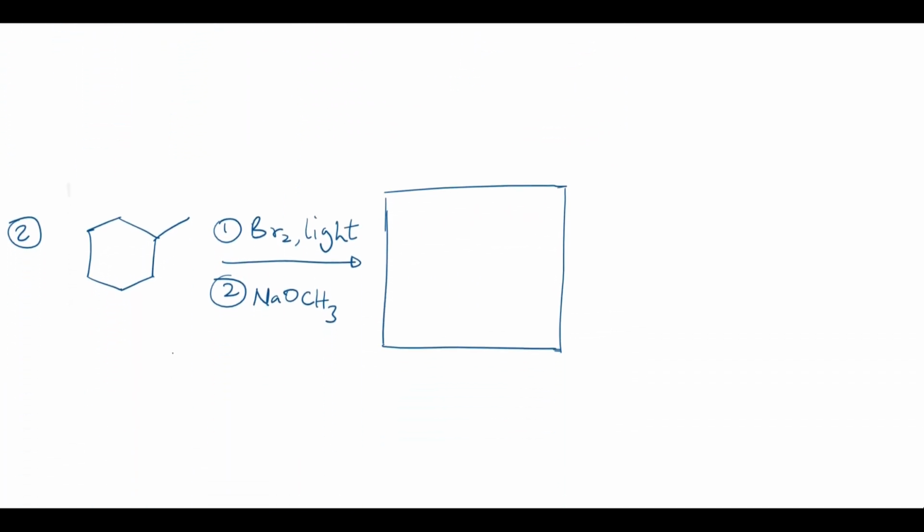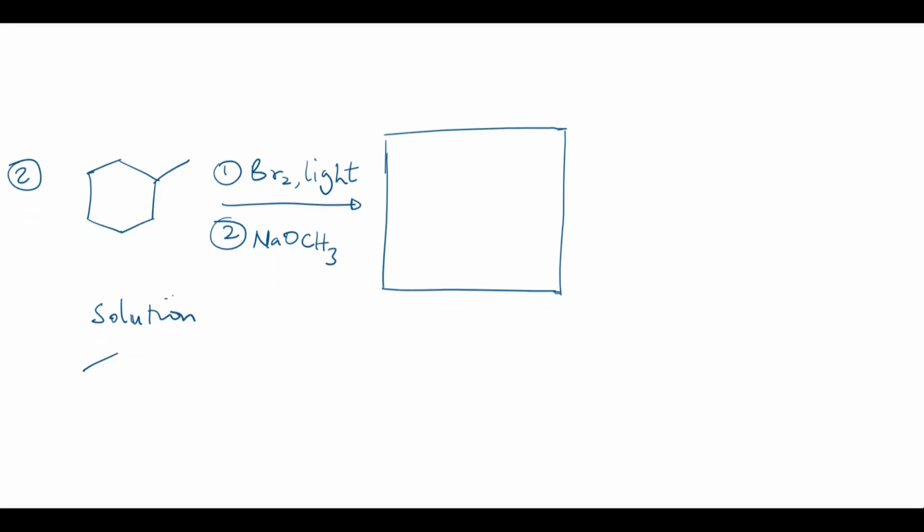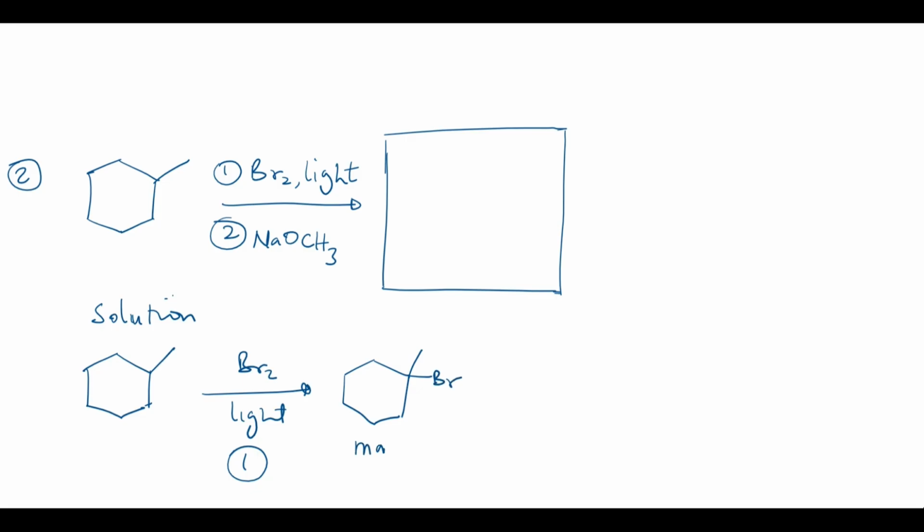Let's go to the next question. Here we're asked to predict the product of this reaction. Now there are two reactions, basically. The first one is where the alkane is reacting with bromine under light conditions. So this first reaction will give us an alkyl halide, in which the bromine atom will be attached to the more substituted carbon. And this will be the major product. Other monobromination products are possible, but this is going to be the major product.